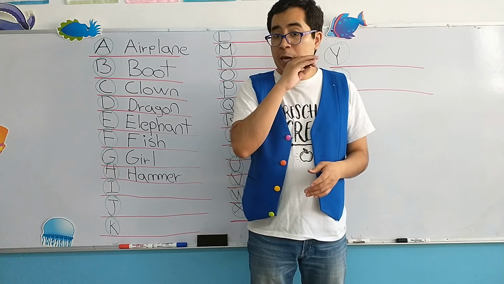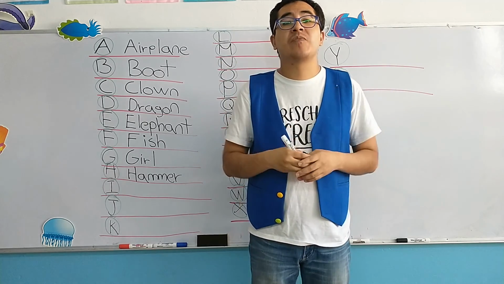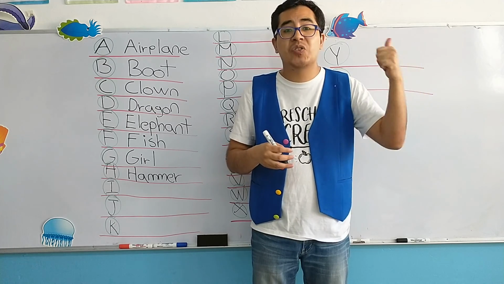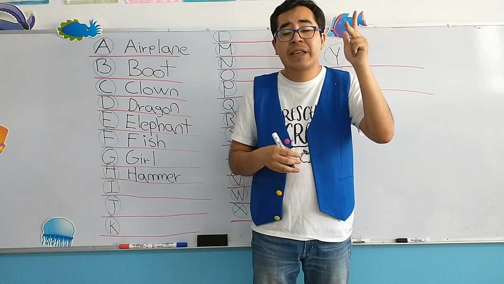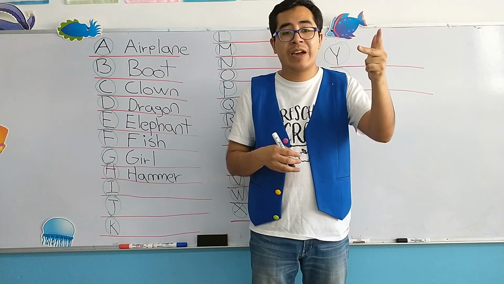Now remember, we had a lot of insects. For example, caterpillars. We also had flies. We also had dragonflies. Okay.